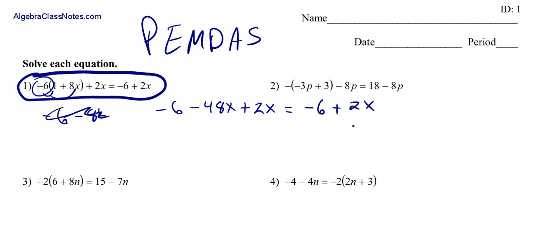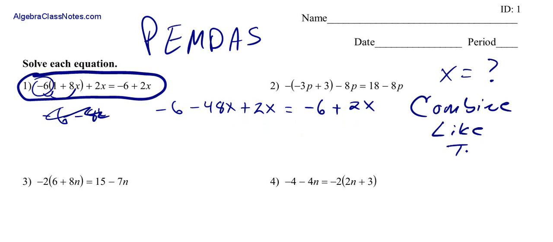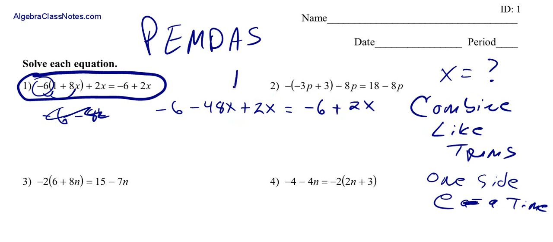So we've got variables on both sides here. We want to figure out what this x is equal to. So at this point, we're going to combine like terms. Remember, like terms are variables that are raised to the same power. You can only add or subtract like terms, constants or like terms. Since we've got them on both sides, let's do one side at a time. We're going to start with this side.